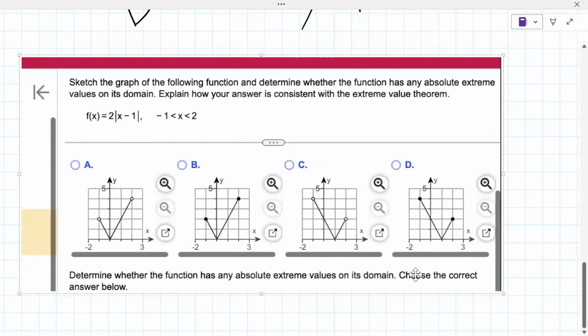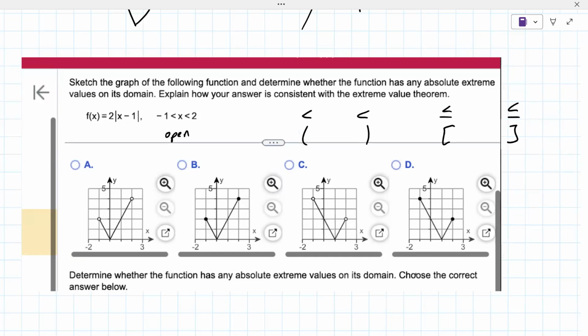All right, sketch the graph of the following function and determine whether the function has any absolute extreme values on its domain. Okay, so first thing is that this is an open interval because the less than and the less than here, they correspond to the parentheses. The less than or equal to's, that's the brackets. So these are the bubbles and these are the filled in ones. And what that does is it tells you there's actually 2 graphs that it can't be. It can't be B and it can't be D because of the filled in circles there, because it's an open interval. So it's either A or C.